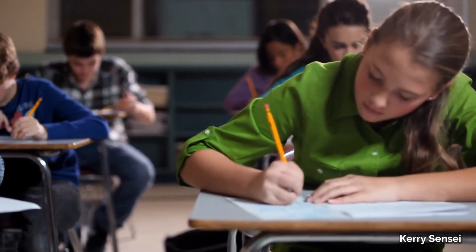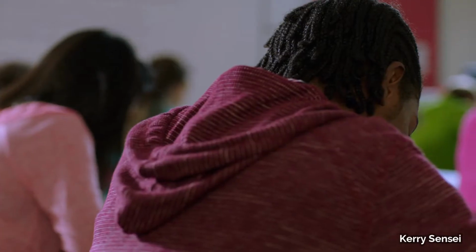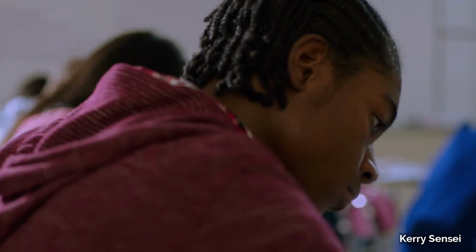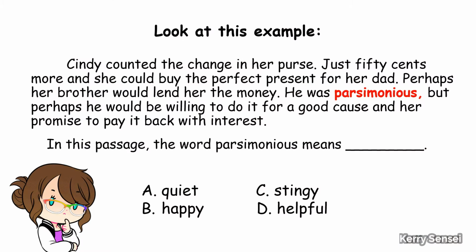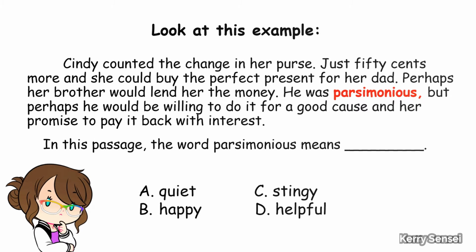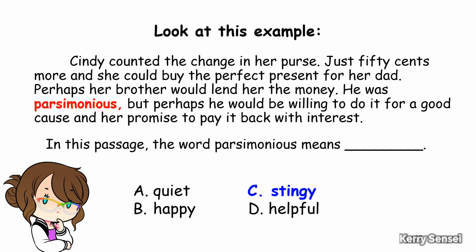In this passage, the word parsimonious means A. Quiet, B. Happy, C. Stingy, or D. Helpful. Which one is the answer? A and B have nothing to do with lending money. The word "but" implies that lending money would be in contrast to being parsimonious. So, D is not correct. Therefore, the correct answer has to be C.